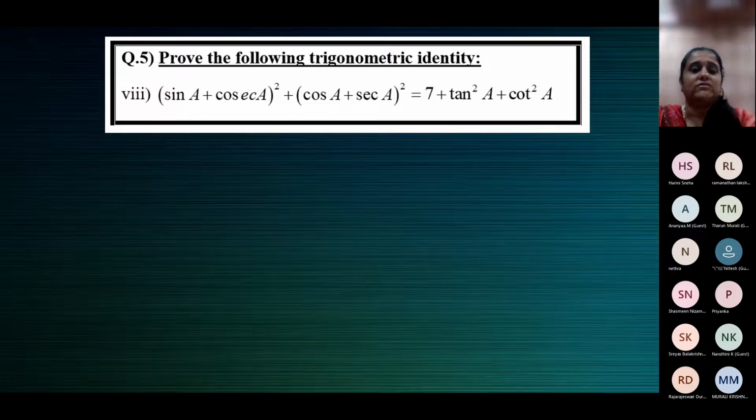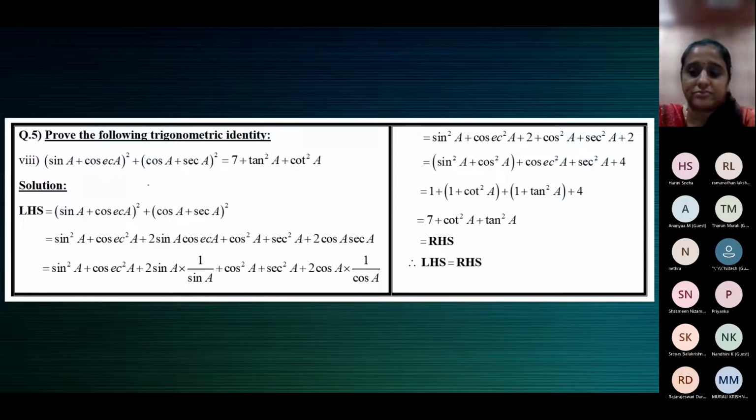Okay, so here we need to prove that (sin A + cosecant A)² + (cos A + secant A)² = 7 + tan² A + cot² A. All right. See the LHS. Use the identity (A + B)² = A² + B² + 2AB. So sin² A + cosecant² A + 2 sin A cosecant A.